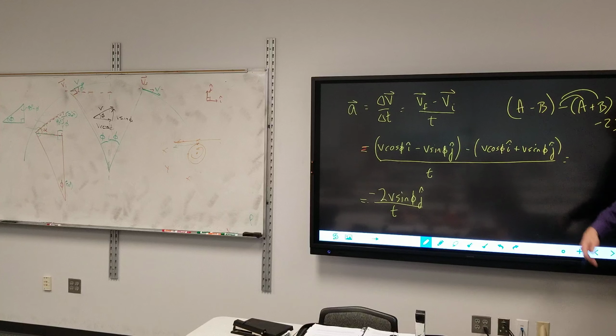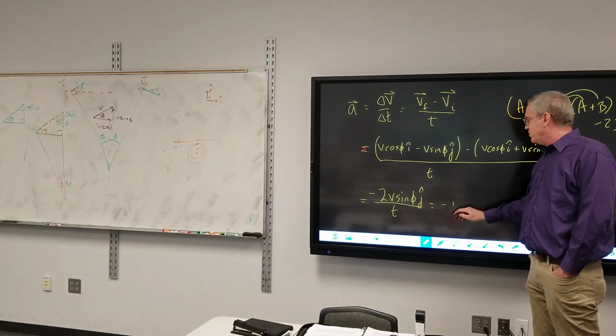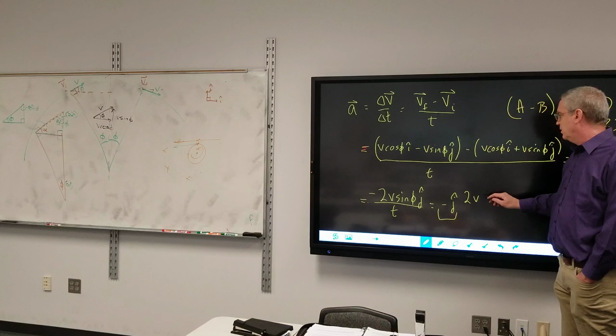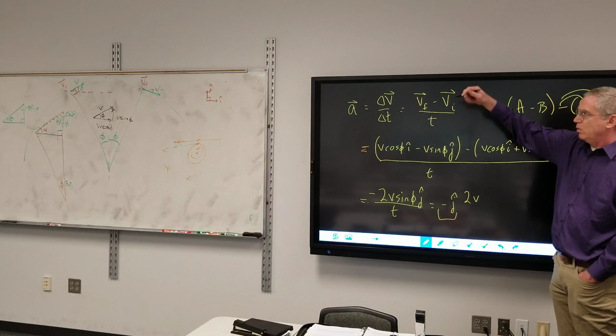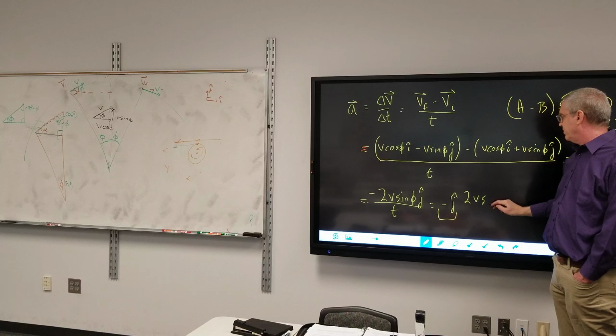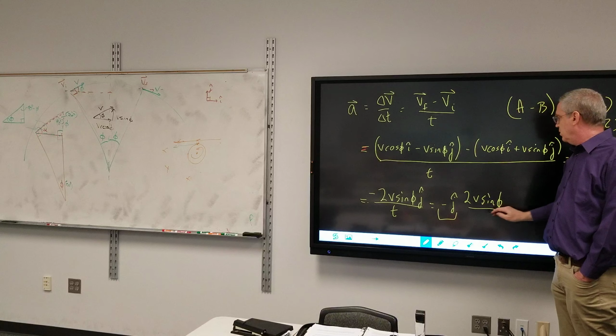And that's the form, no, that's not the form, we're not done. I'm going to rewrite this slightly, I'm going to put negative j hat up front, because that's the directional piece. So the acceleration will be down, 2v sine phi over t.